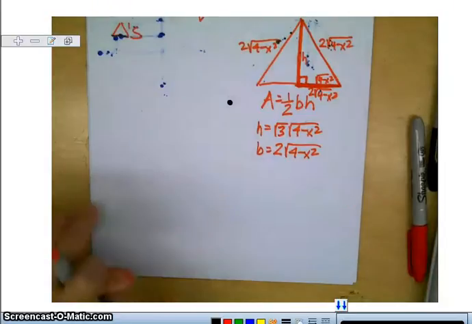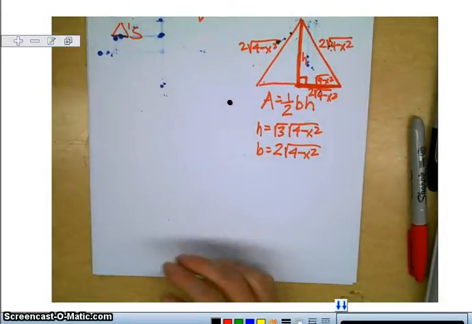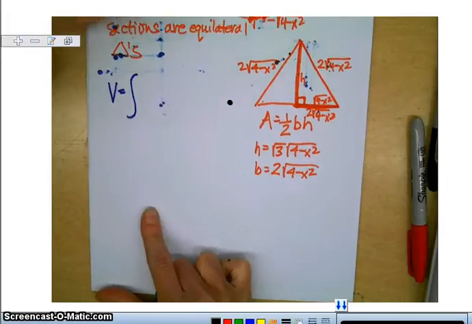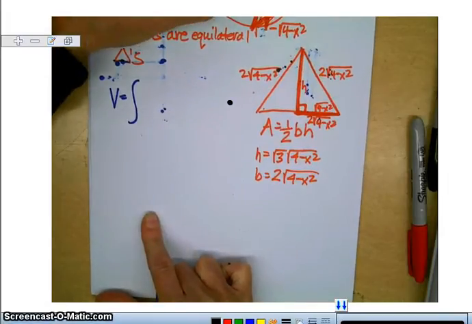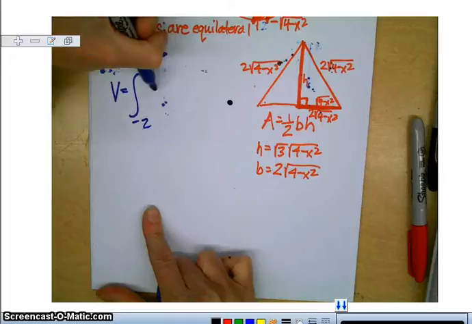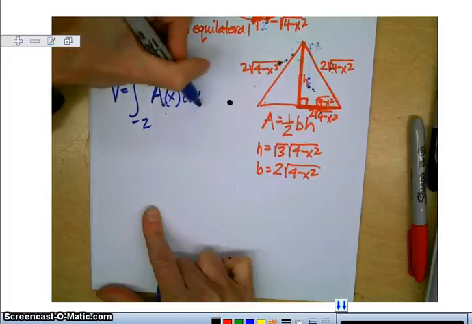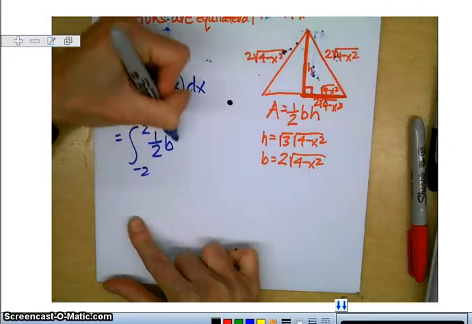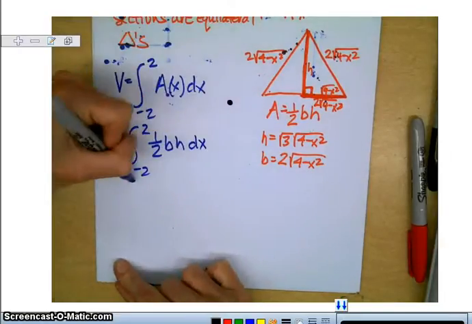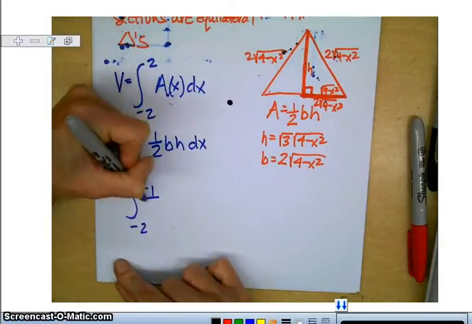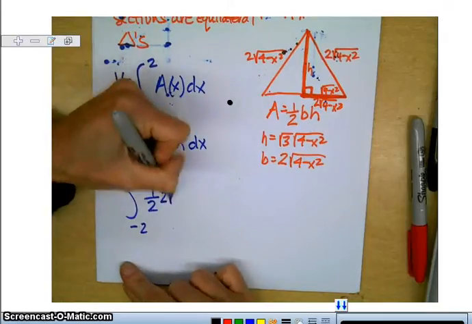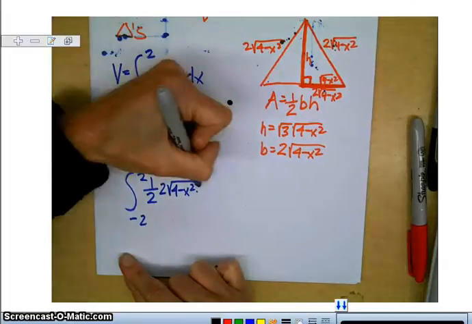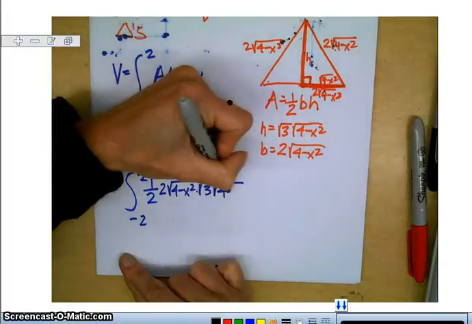All right, so now we can write our volume formula. Volume is equal to the integral from where to where? Where are we integrating on the x-axis again? Negative 2 to 2 of my area function. My area function was 1/2 base times height. So what's my base? 2 square root of 4 minus x squared times what was my height? Square root of 3 times the square root of 4 minus x squared.